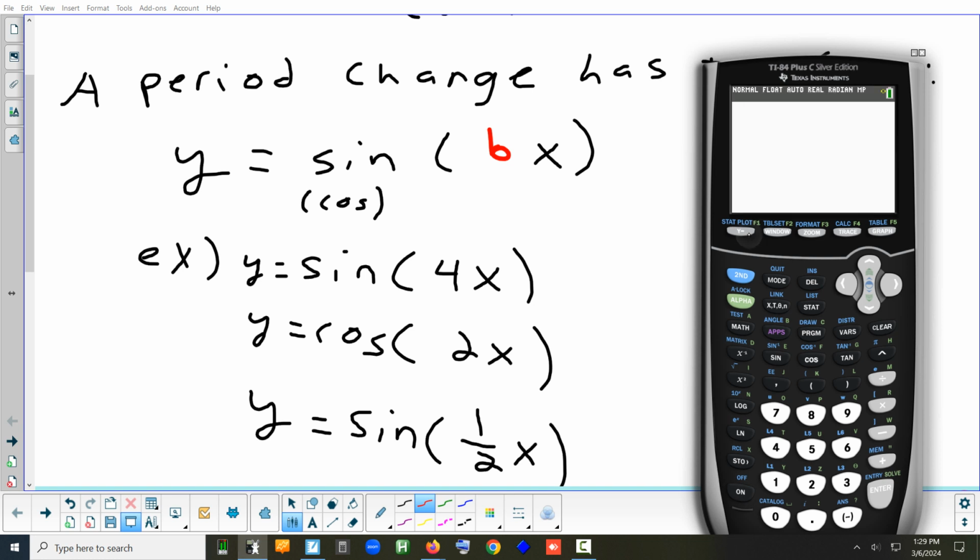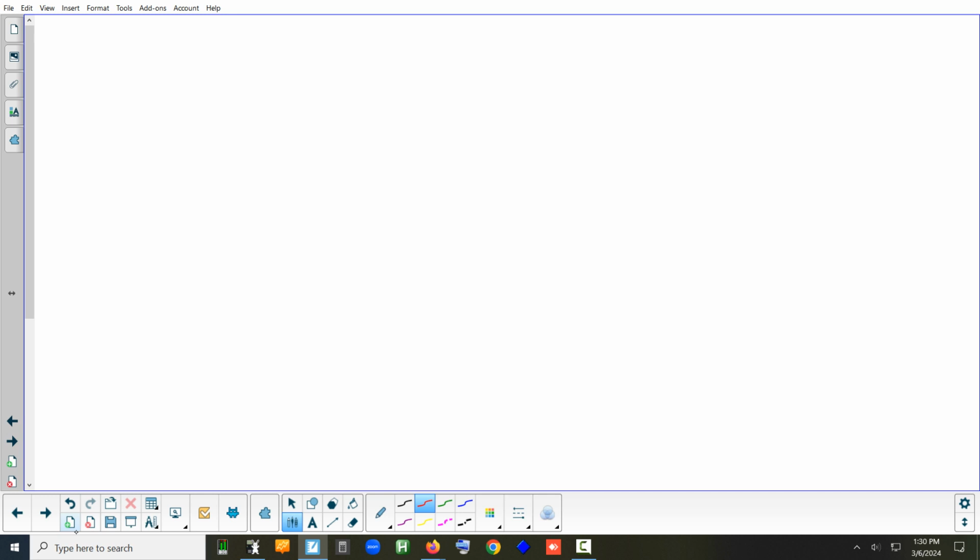So if I graph sine x and sine 4x, sine 4x is going to be compressed 4 times as much. Okay, I know it's not the biggest. I didn't zoom in much, so it's hard to see. I'll put it on a separate page.